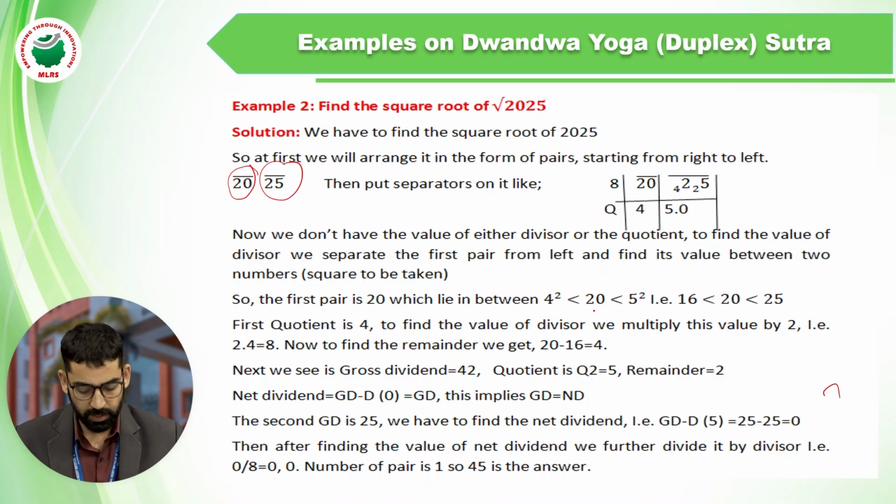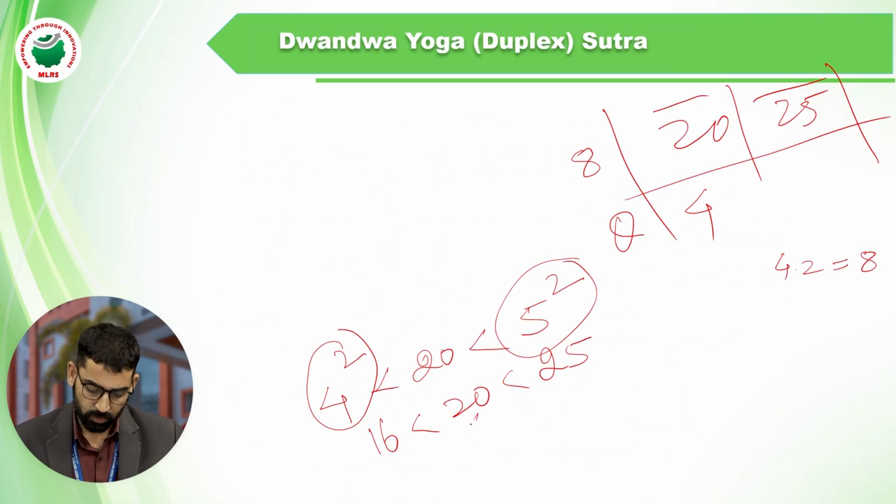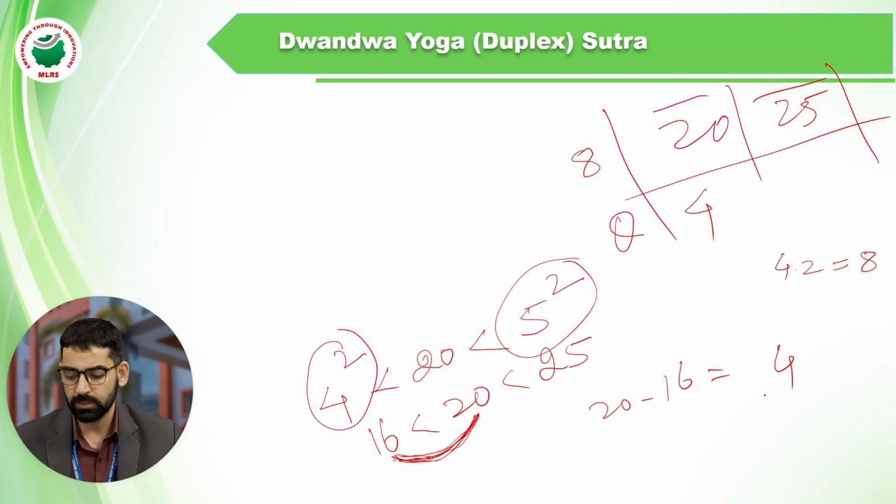Now you see from here, you take this number and this number, but to find the value of the remainder, we can clearly see that we have to take the difference of these two numbers as we did in the previous example. So 20 minus 16, that is 4, that is the remainder. And what we do with the remainder is we take it to here. So this becomes the first gross dividend, that is 42.